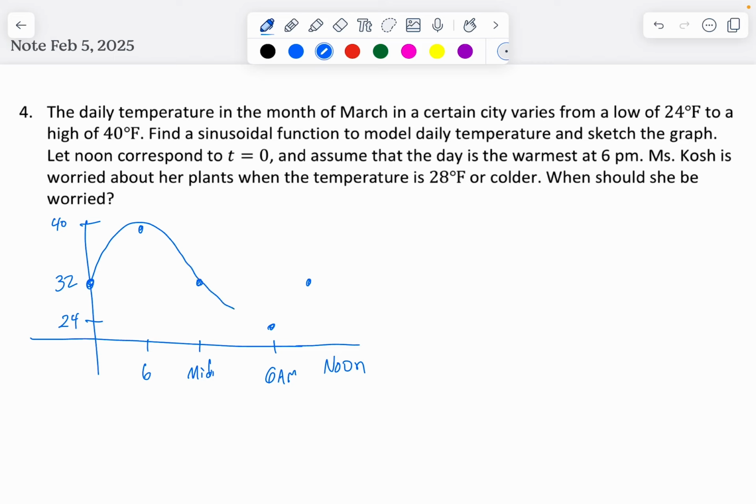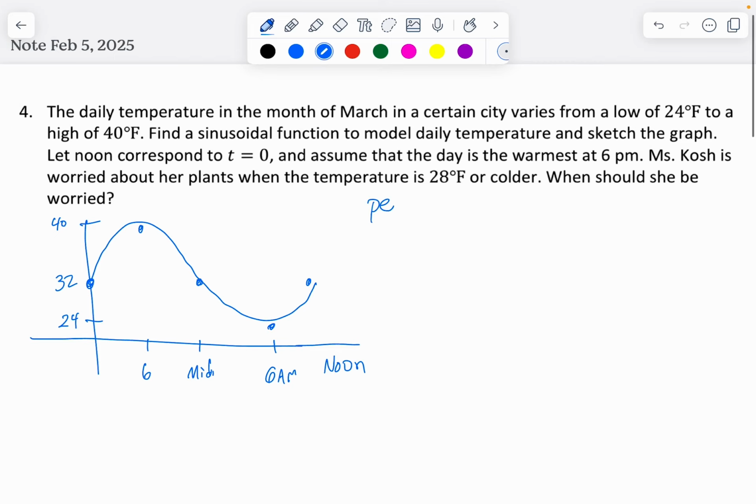Okay, so here's our graph, and my kids have done a pretty good job of writing, let me make sure I'm doing this correctly. Let noon correspond and assume the day is the warmest at 6 p.m. Yes. So we return back to that. Yeah, it gets cold through the night. Yes, all that makes sense.